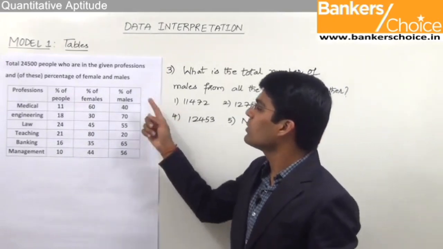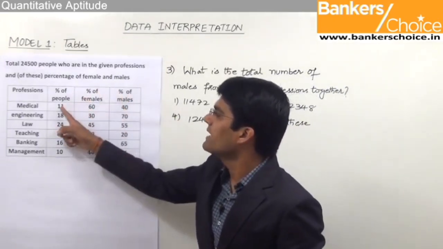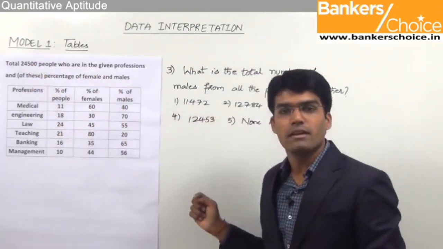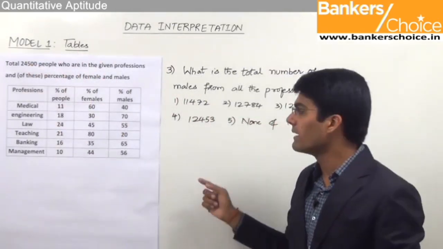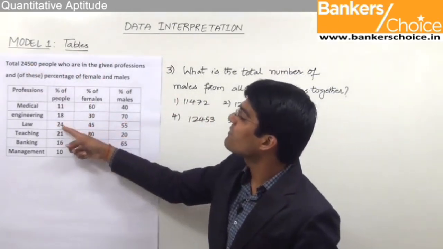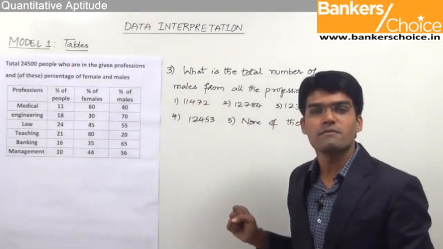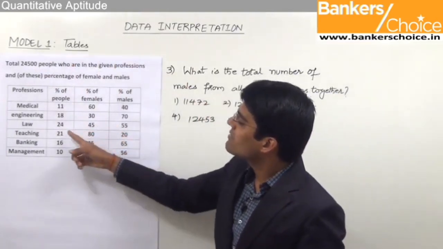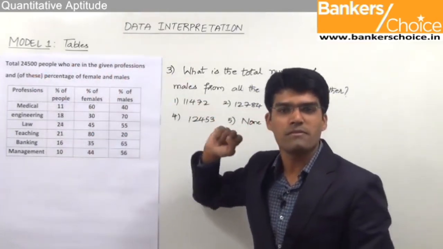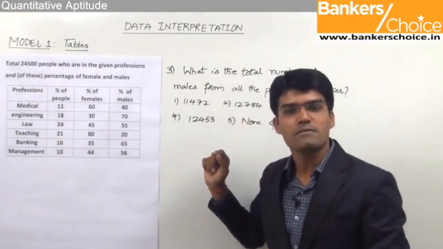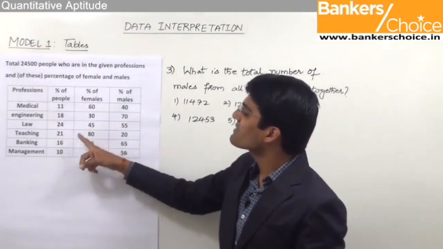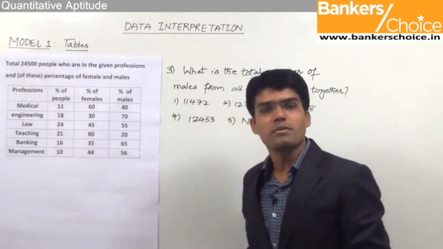It should be taken totally as 40% of 11% of 24,500, plus 70% of 18% of 24,500, plus 55% of 24% of 24,500, plus 20% of 21% of 24,500, plus 65% of 16% of 24,500, plus 56% of 10% of 24,500.